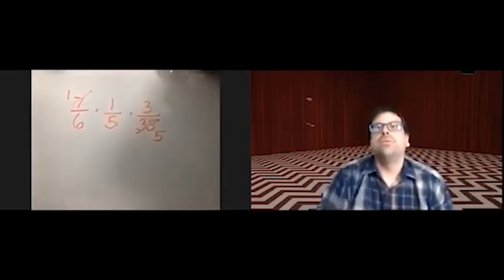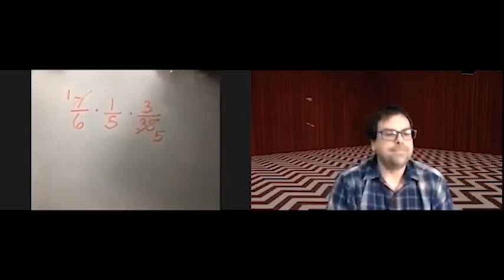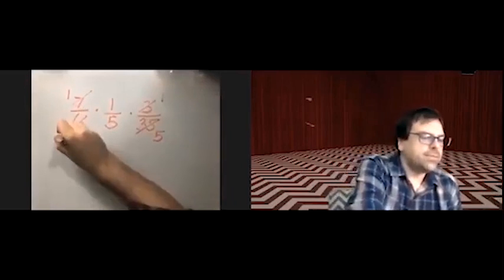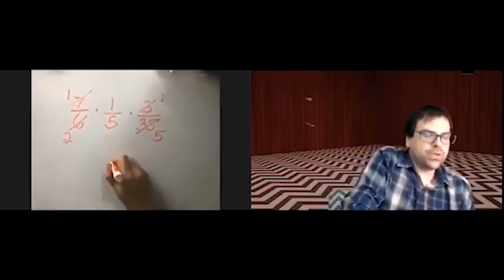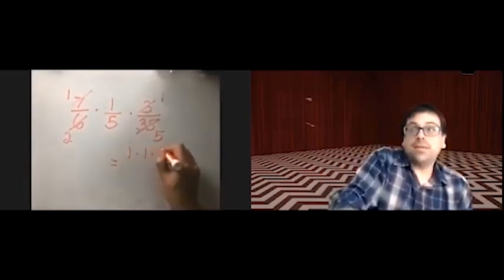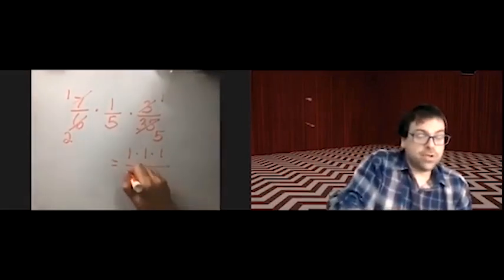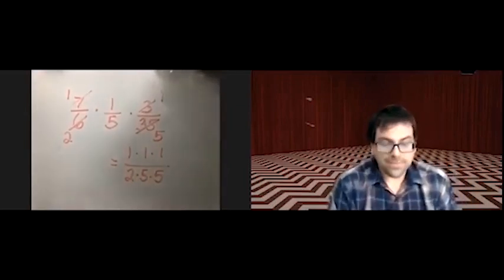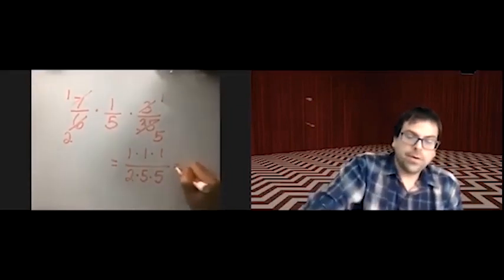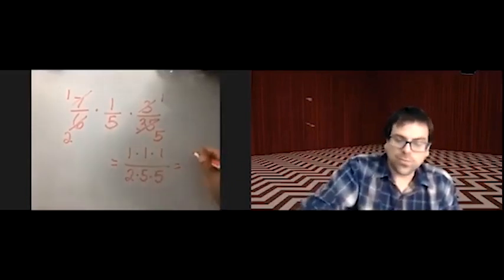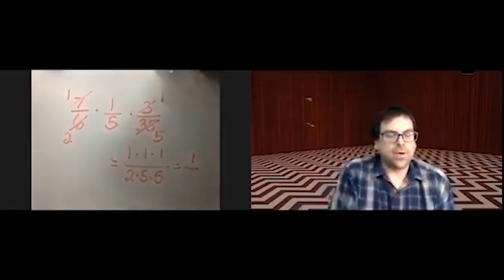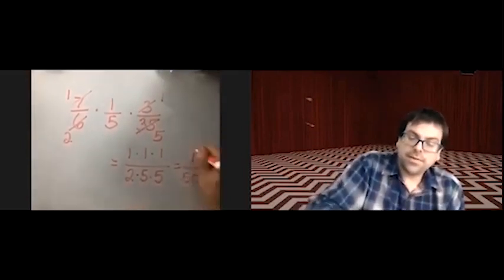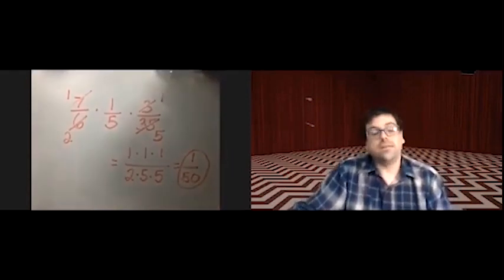The 3 on the top with the 6 on the bottom. 3 divided by 3 is 1. 6 divided by 3 is 2. And now we have 1 times 1 times 1 on the top. 2 times 5 times 5 on the bottom. 1 times 1 is 1 times 1 is 1. The bottom, 2 times 5 is 10 times 5 is 50. And this one would be 1/50th.